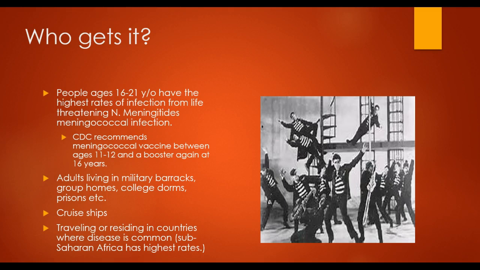Meningococcal infection. So what are we talking about? 16 to 21 year olds constantly in some sort of school environment, or camps, or juvenile hall, prisons, things like that. People that are around each other in close quarters. You could see young Marines and soldiers and seamen being exposed to this kind of environment, and how it could spread really easy.